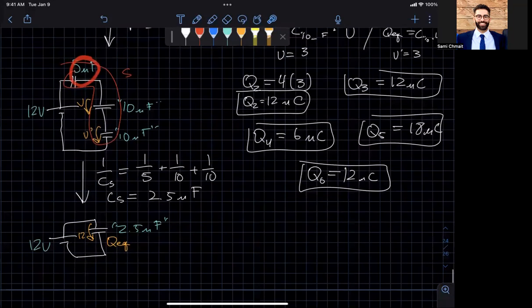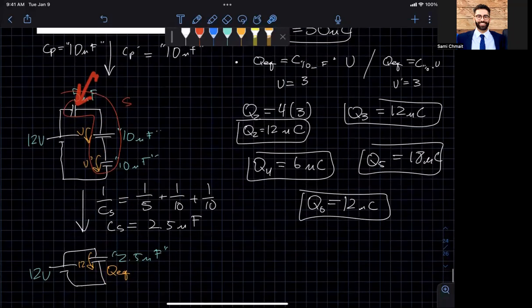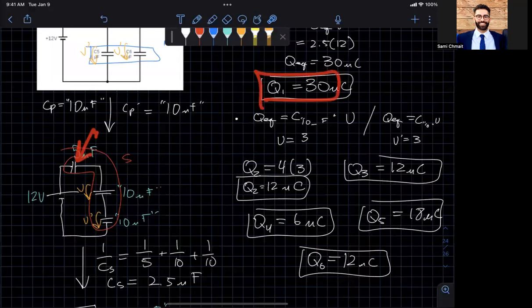So let me be very clear about that. I'll say it one more time. We say this is QEQ, we solve for that. And then all the capacitors that make this guy up, that being this 1, 2, and 3, all share this charge because they are all in series. And that's how we're able to assign QEQ equal to Q1 in this situation. And then the rest was, as I said.